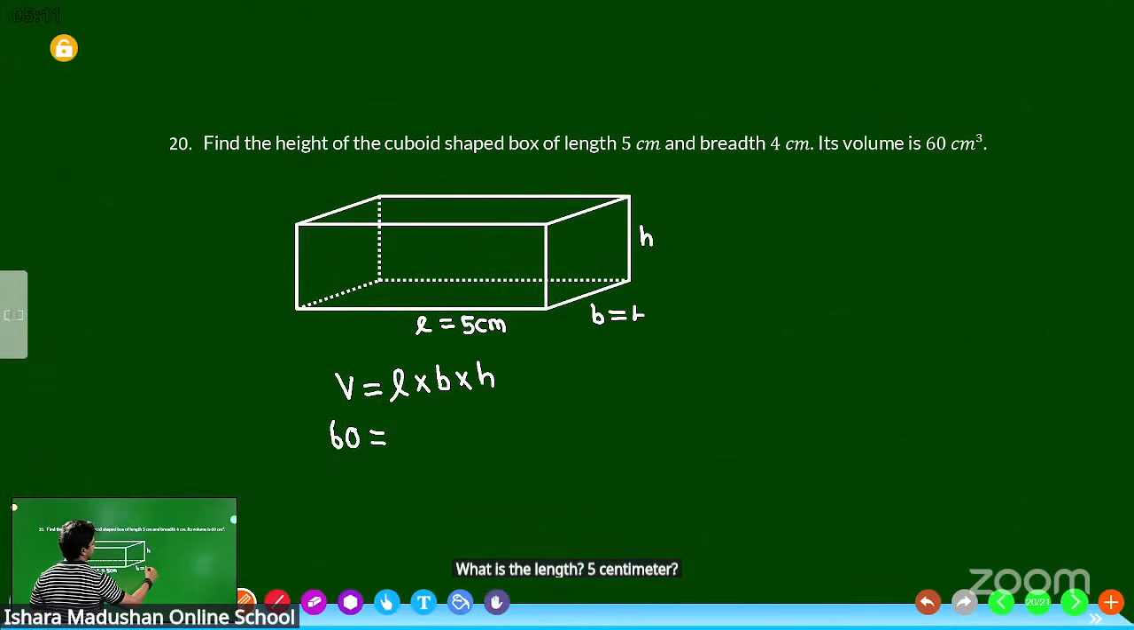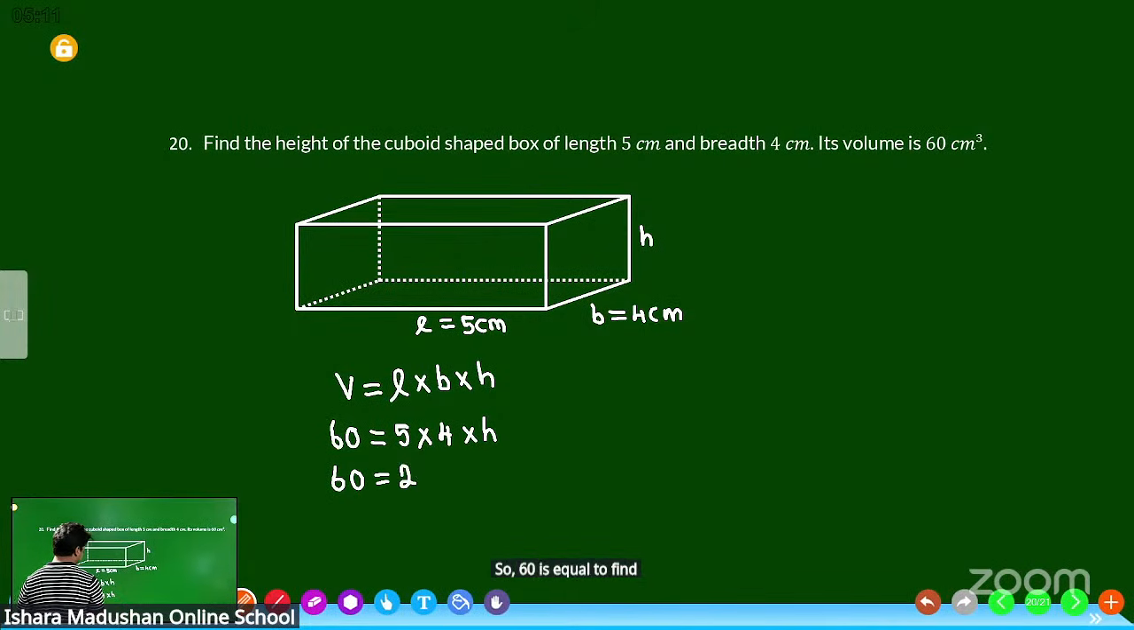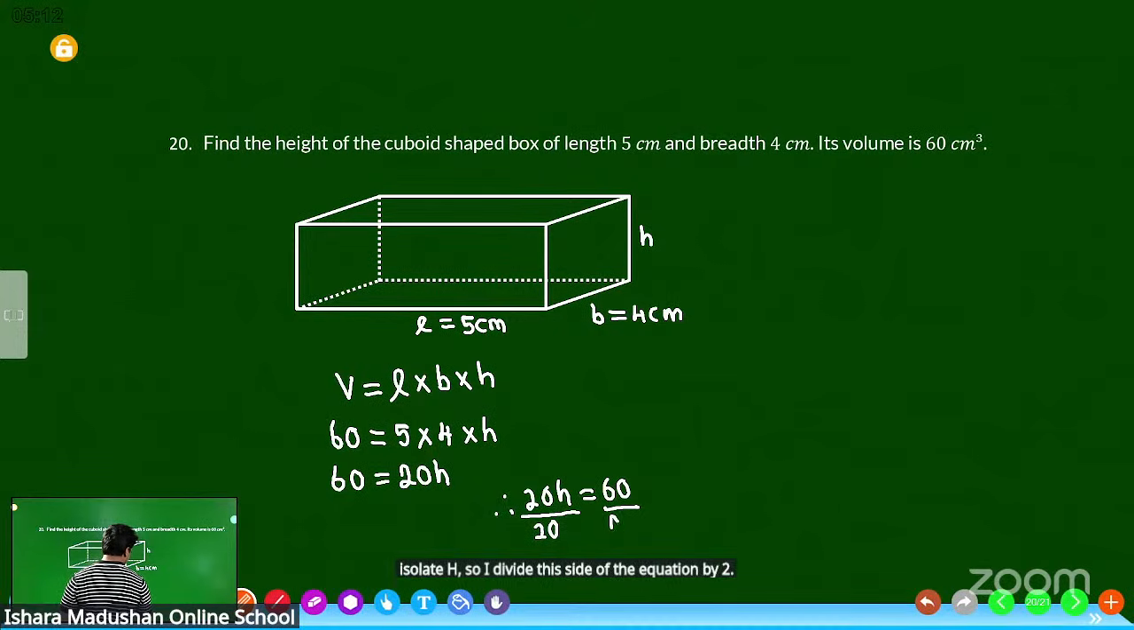Breadth is 4 centimeter. We do not know the height. All are in centimeters, so we can ignore the units. So 60 is equal to 5 into 4 into h, which is 20h. So we can write 20h is equal to 60, but I need to isolate h, so I divide this side of the equation by 20, and the other side by 20 as well. So h is, how many 2's for 6? 3, so 3 centimeter.